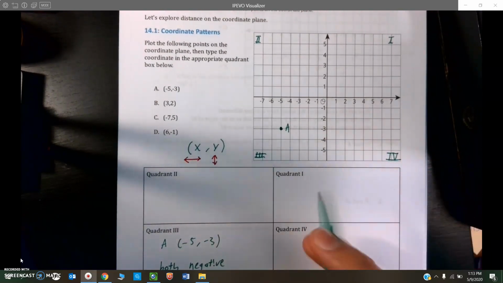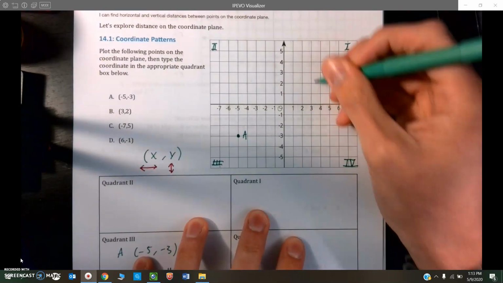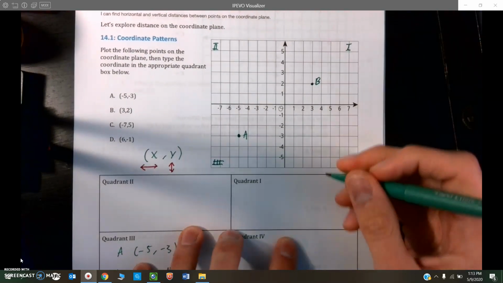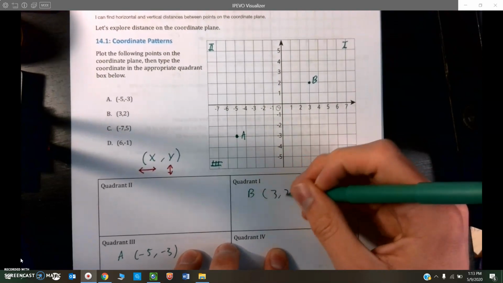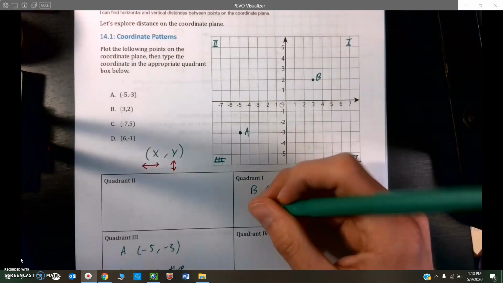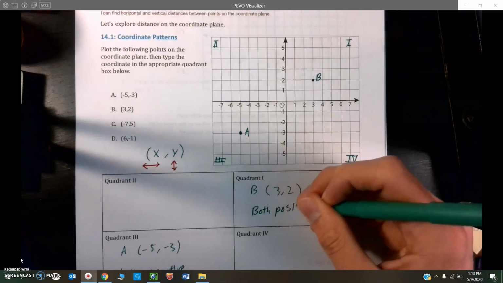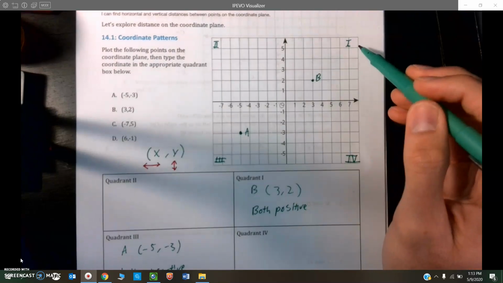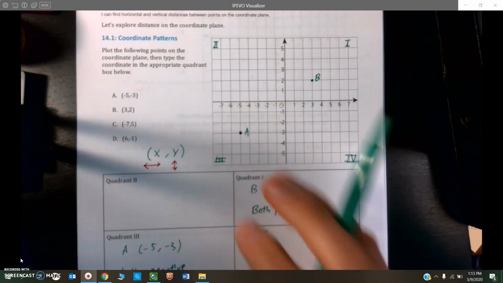All right, next one, B, 3, 2. So that's to the right 3, +3, and then up 2. So here's B. We can see that that is quadrant 1. And it's important to note that quadrant 1 values are always both positive. That's our basic coordinate plane. When it's both positive, it takes you to quadrant 1. That's like the quadrant that you've normally worked on in earlier grades.